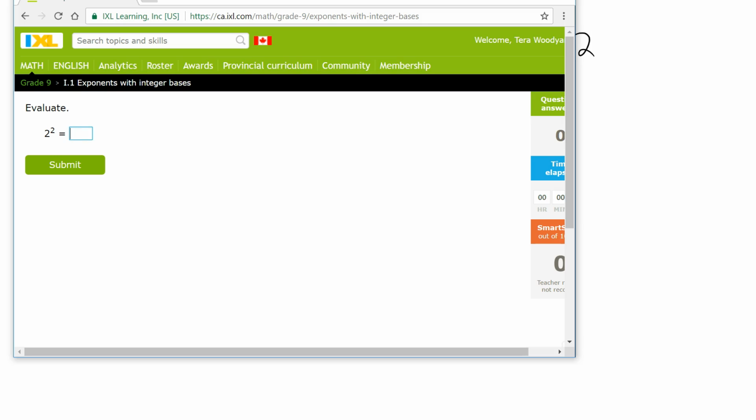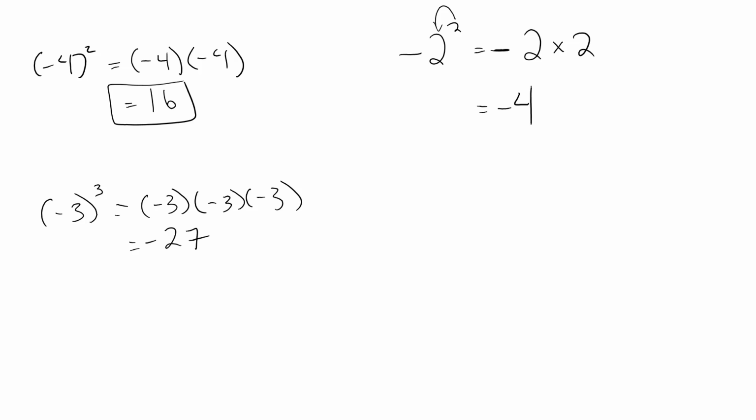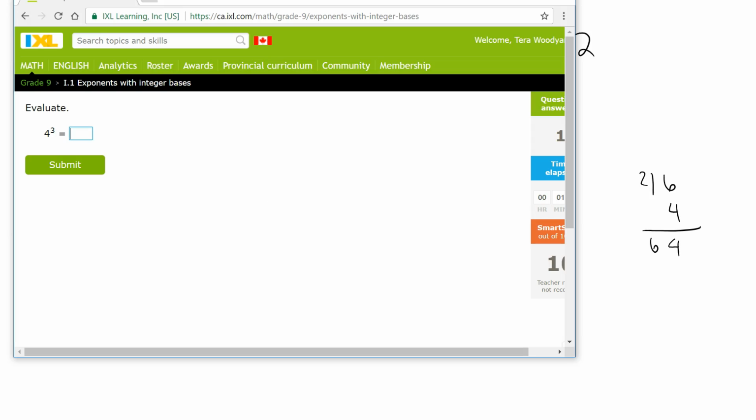Okay, 2 to the power of 2. Awesome. I know that's 4. I don't have to do any work for that. 4 to the power of 3. And I might have to do some side work. That's 4 times 4 times 4, which 4 times 4 is 16. 16 times 4. If I can't do that in my head, I've seen a lot of you do this. 16 times 4. This is 24, 2, 6. My answer is going to be 64.